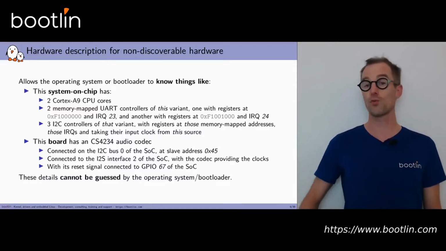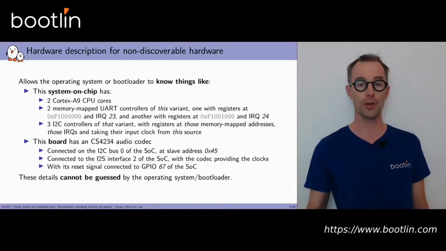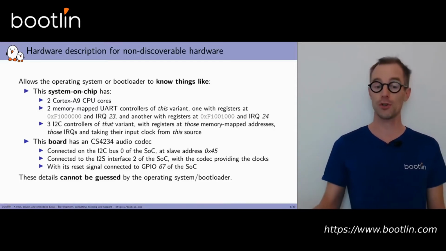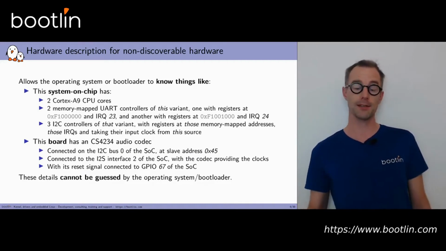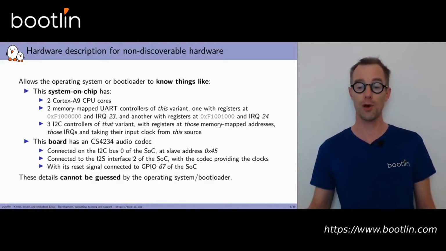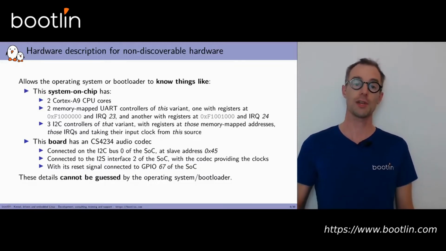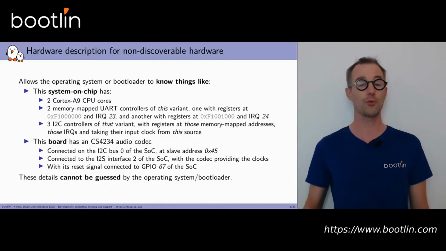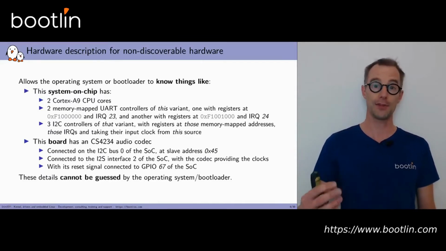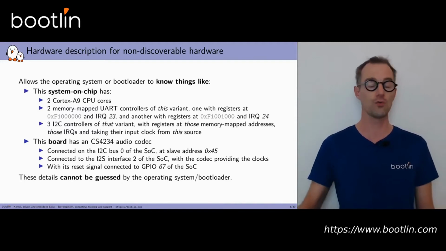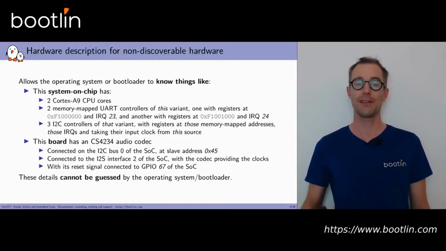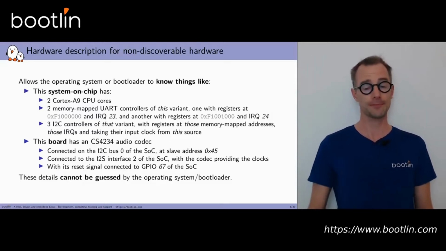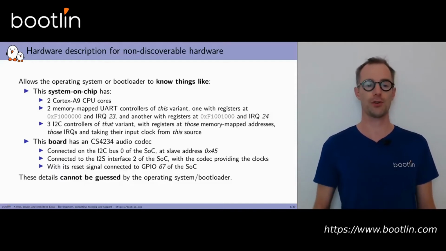This also applies to what is available at the board level. For example, let's say you have a Cirrus Logic 4234 codec. How can the operating system guess that it is connected on the I2C bus 0 at slave address 45, connected to the I2S interface 2 of the system on chip with the codec providing the clocks, and that this codec has a reset signal connected to some GPIO of the system on chip? Again, all those details cannot be guessed by the operating system or the bootloader. They somehow need to be described, either in code or some other data structure.